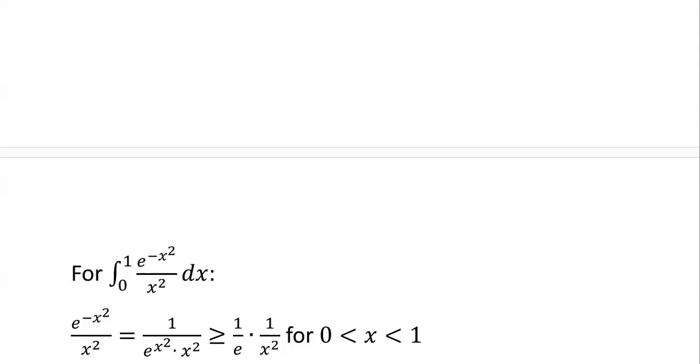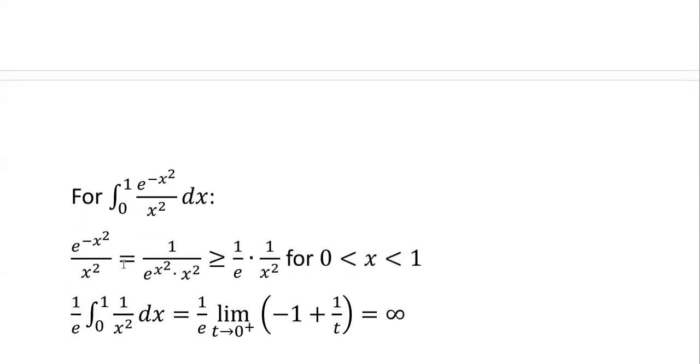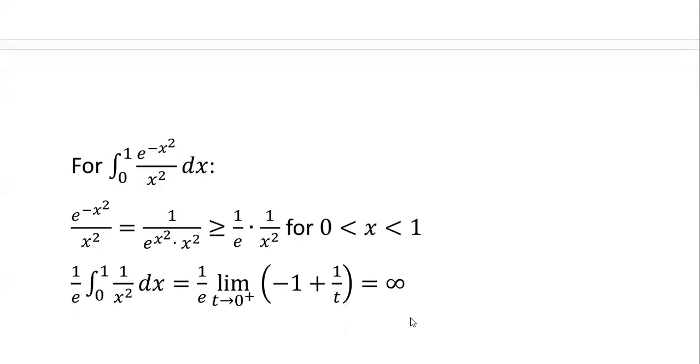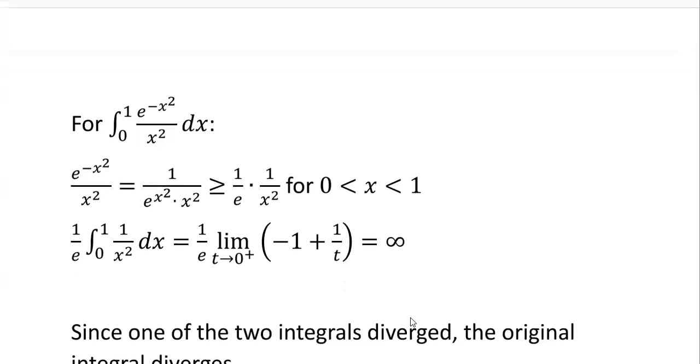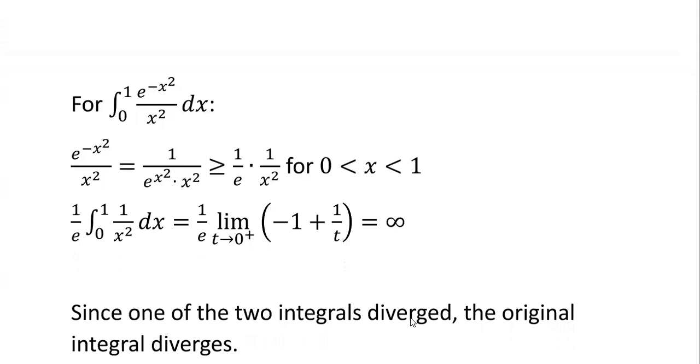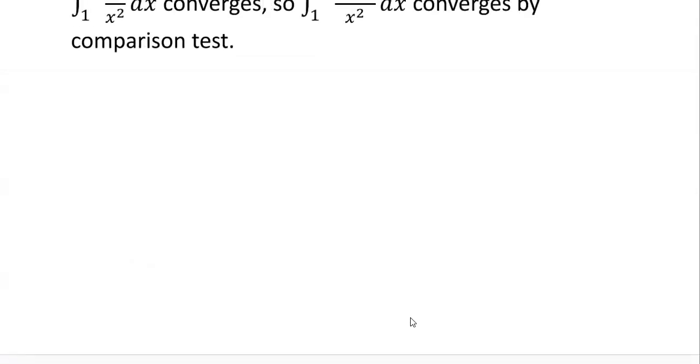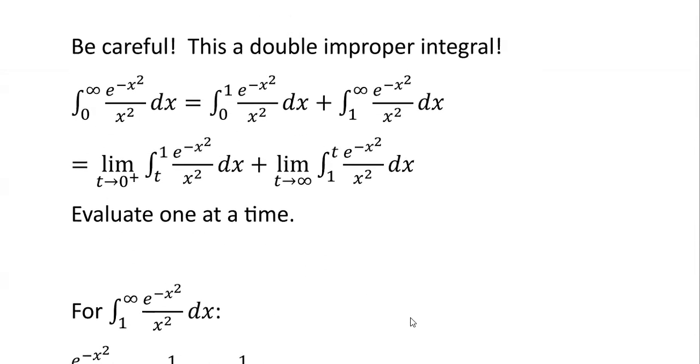So I decided on this function. And this function I know diverges from 0 to 1, but we could quickly show that. 1 over e times the integral from 0 to 1 of 1 over x squared dx. We take the limit. It's infinite. Therefore, since this one diverged, the whole thing diverged. The original integral diverges as well. So once again, let's go back to here.